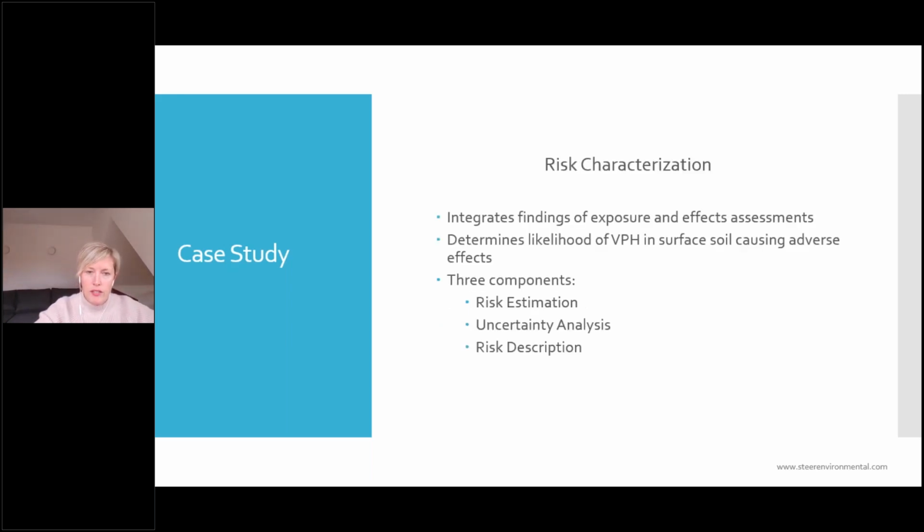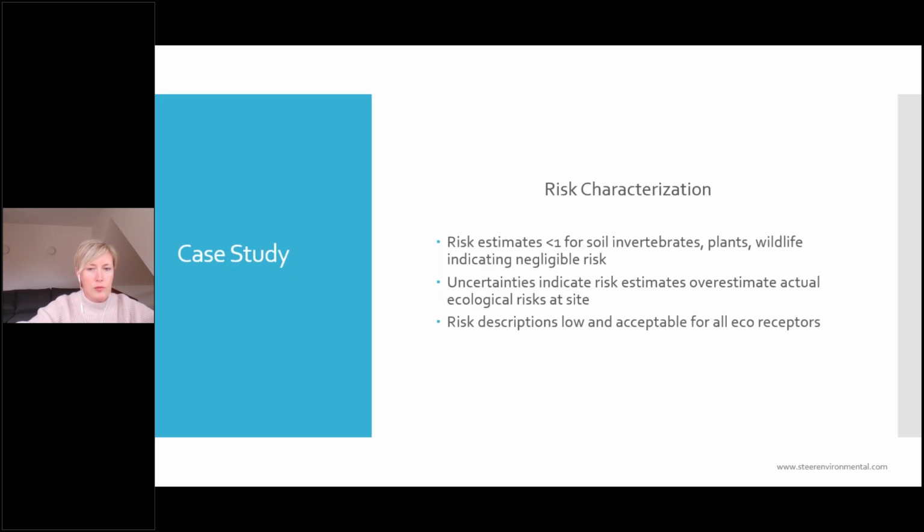Then we come to the risk characterization, and this is where we integrate the findings of the exposure and the effects assessment, and where we determine the likelihood of adverse effects from the contamination. And this is done sort of in 3 steps. So the first is the risk estimation, where we calculate the hazard quotient for our receptors. Then we analyze our uncertainties, and then we kind of tie it all together in a risk description, having considered those 2 previous components.